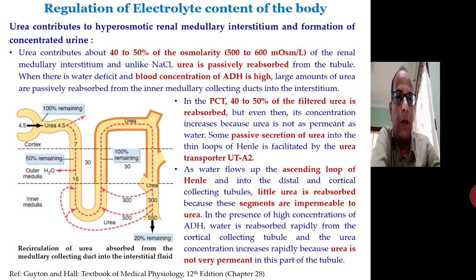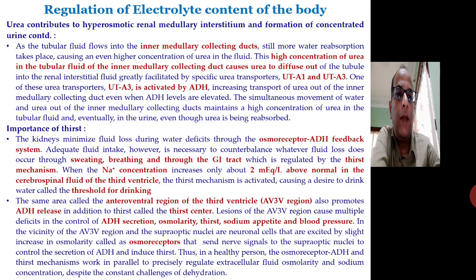In the proximal convoluted tubule, 40 to 50% of the filtered urea is reabsorbed, but even then its concentration increases because urea is not as permeable as water. Some passive secretion of urea occurs into the thin limb of the loop of Henle, that is in the descending limb. Here 50% of urea is reabsorbed, but still the urea concentration is increased because water is reabsorbed at a higher rate than urea, and then there is a passive secretion of urea in this portion by the transporter called UTA2.